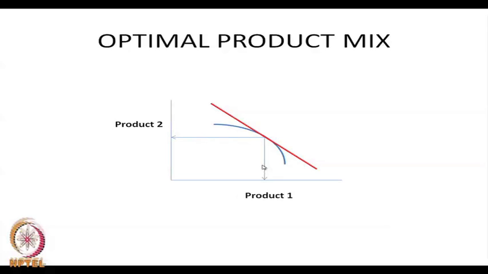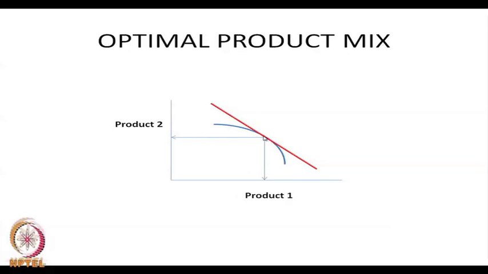That means that if this is the iso revenue curve, and if our unit prices for product 1 and product 2 are given, then their ratio will decide the slope of this line, and that slope and the slope of the product transformation curve must be equal to decide the point at which the optimal product mix will be achieved.